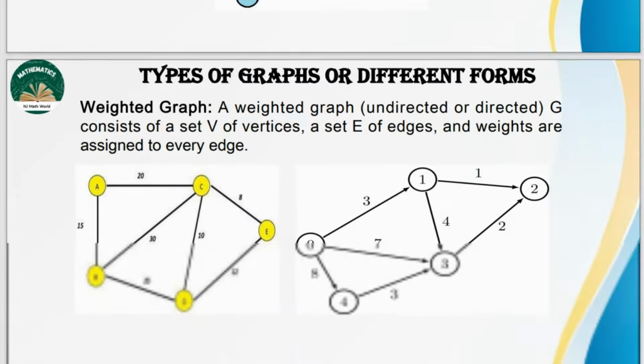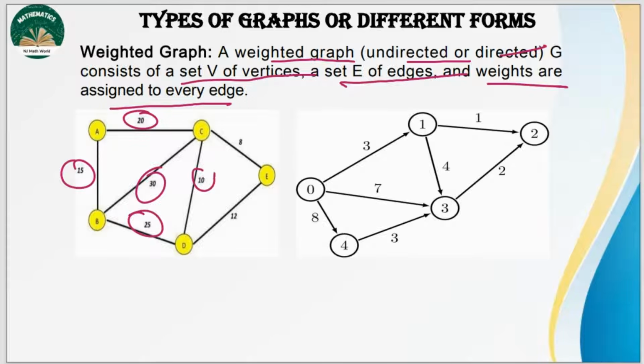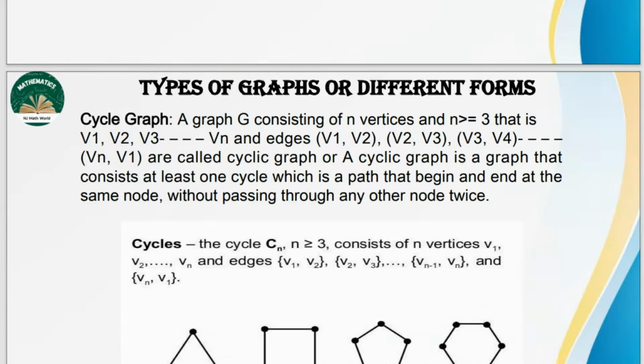Then the next one is the weighted graph. What is a weighted graph? A weighted graph, undirected or directed, G consists of a set V of vertices and a set E of edges, and weights are assigned to every edge. So here we can see 20, 30. We can consider the kilometers we get traveling from one place to another to be the weight.